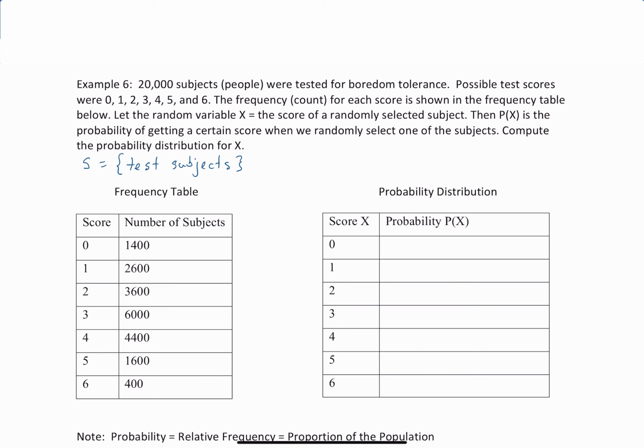So let's fill in our probability distribution for the X value 0, in other words, the boredom tolerance score 0. What's the probability that when we randomly draw a person out of our set of test subjects, that person had a score of 0? Well, there are 1,400 people in the sample space, in other words, in our set of test subjects, that had that score, and we'll divide by the number of test subjects, which we were told was 20,000.